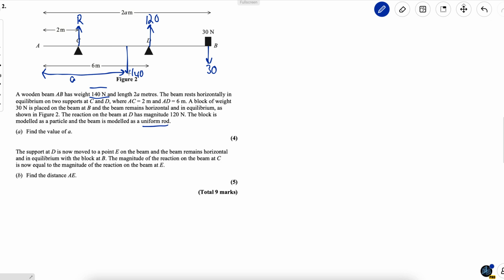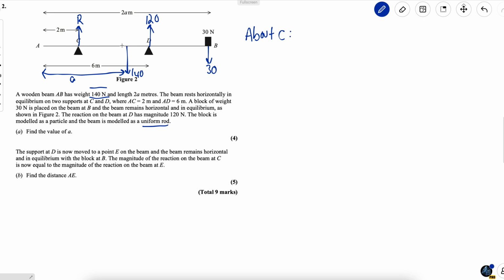If I'm finding a, that's an unknown. There's also an unknown here, so I'd like to eliminate this, and I can do that quite nicely by taking moments about C. So let's just state the intention to the examiner. Now, about C, there are 2 clockwise moments and there's 1 anti-clockwise moment, and because the beam is in equilibrium, they balance out. So first of all, the clockwise moments, it doesn't really matter which I do first.